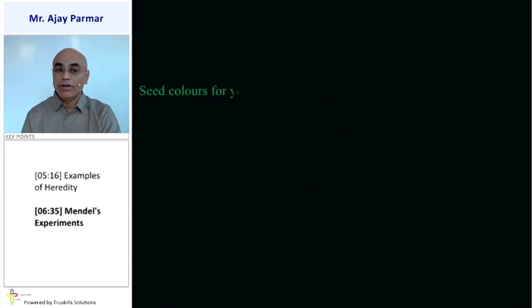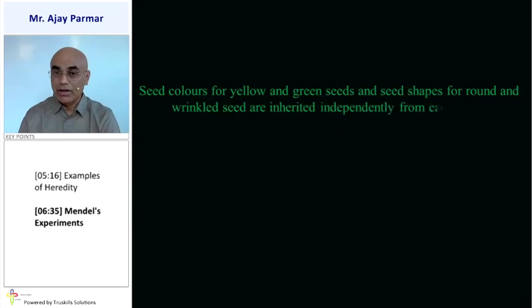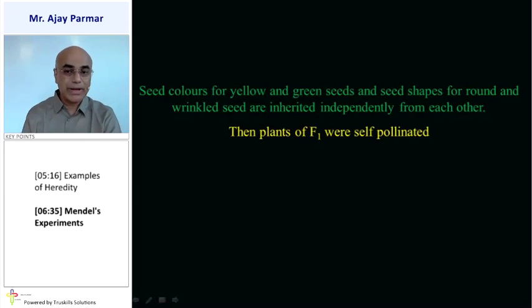But now, the seed colors, yellow and green, and the seed shapes, round and wrinkled, are inherited independently in this case. Remember, yellow and green do not mix with each other. They are inherited separately. Exactly the same way, the round shape and the wrinkled shape are also inherited separately from each other. So the plants of the F1 generation were then self-pollinated.